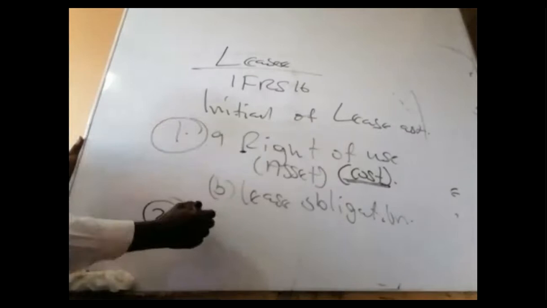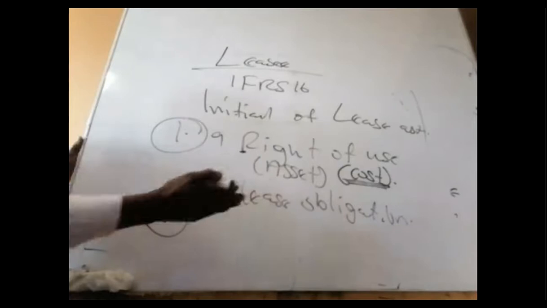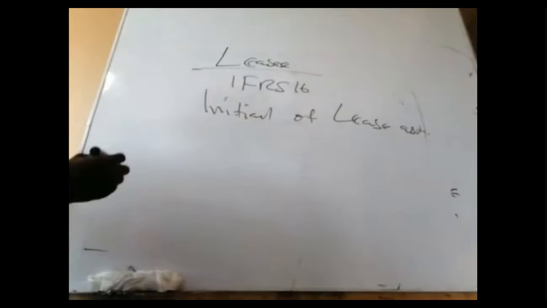But before I go to the subsequent, let us look at the composition of what? The cost. Initially, the right of use asset must be reported at what? At cost. What's the composition? It's very important, so let's look at that one. Let's look at that third one. So the composition of the cost.